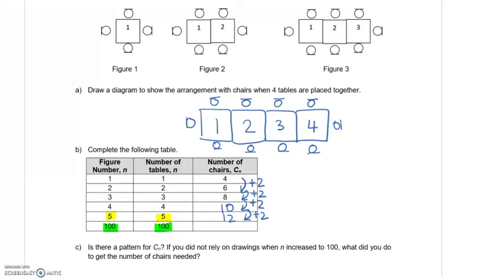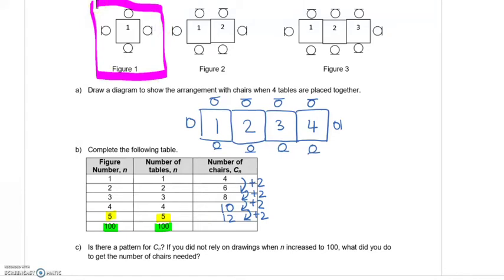Are we going to draw it all out? That's going to take up a lot of time. And so, trying to identify the pattern will be something that will save us a lot of time and be a lot more useful. So what's going on here? Notice that in the first figure, you have 4 chairs, right?